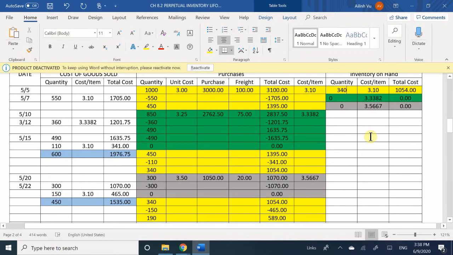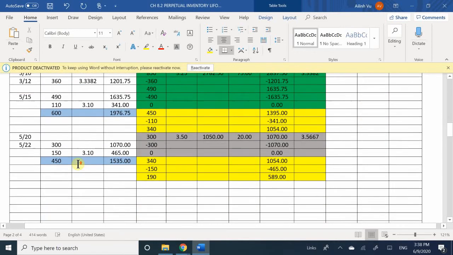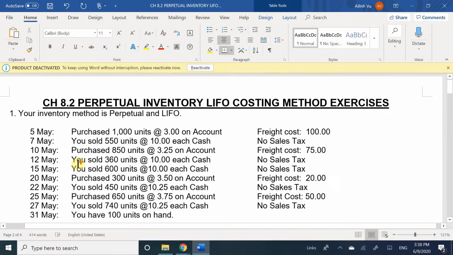So now I'm going to go ahead and come up to my right side, and I'm going to change this because we no longer have 340. We have 190. And it is for a total of 589. Good. All right. Okay, let's go see what happened next.